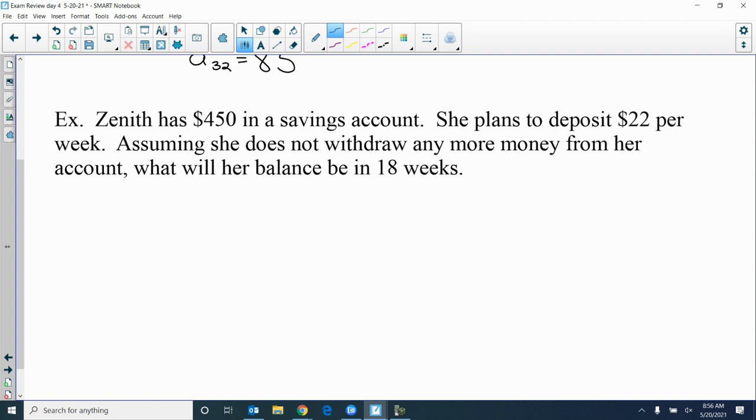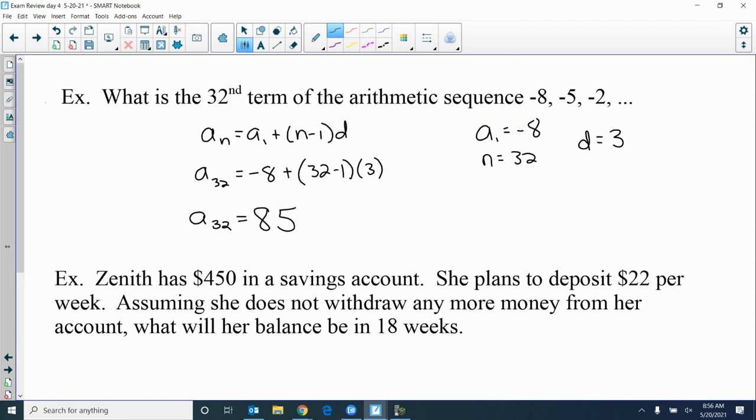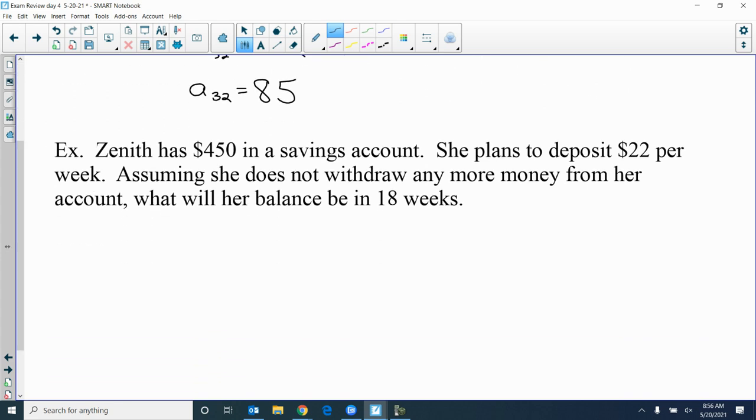That is just like this last one, which is going up 3. You could list them out. It would start at 450, then it would be 472, 494. So we can use a sub n equals a sub 1 plus n minus 1 times d.